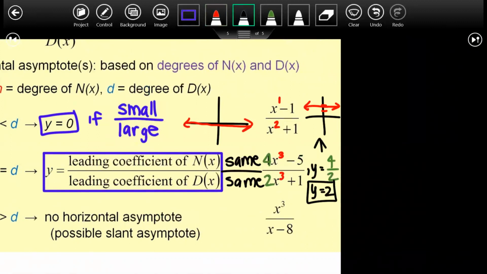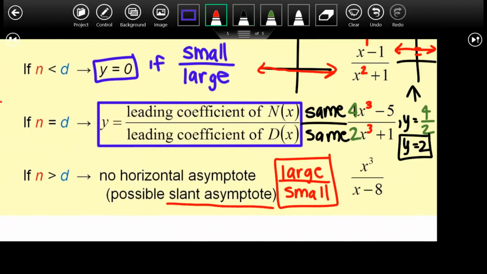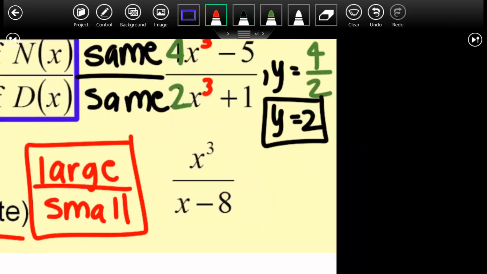The last one we're going to have to talk about. So this is the last case. We're going to do 2 cases of these and then the bottom one. If the large over small, we're going to have a slant asymptote, a possible slant asymptote. Large over small. This means that our polynomial in our example is 3 over 1. Large polynomial over a smaller degree polynomial.